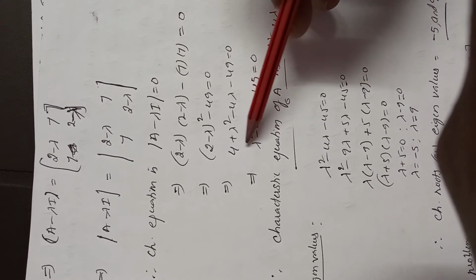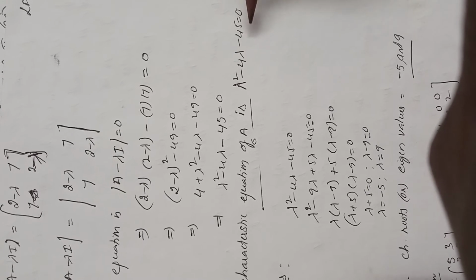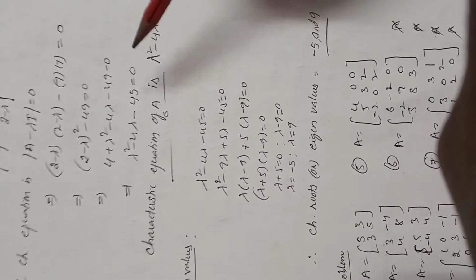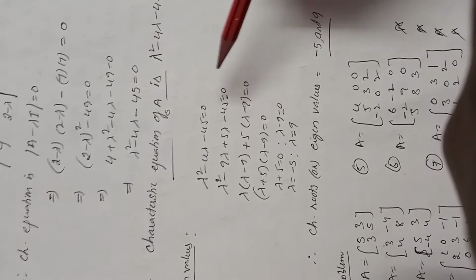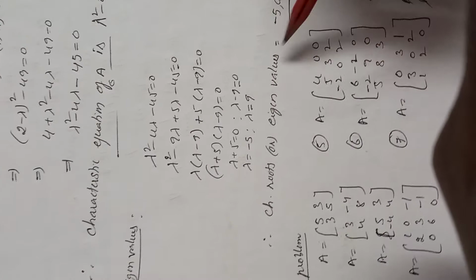See here, the degree of this equation is equal to the order of the given matrix, 2. Therefore, the characteristic equation is lambda square minus 4 lambda minus 45 is equal to 0. If you want to find the characteristic roots, or you can say eigenvalues, solve this characteristic equation. These values are nothing but characteristic roots, or eigenvalues.